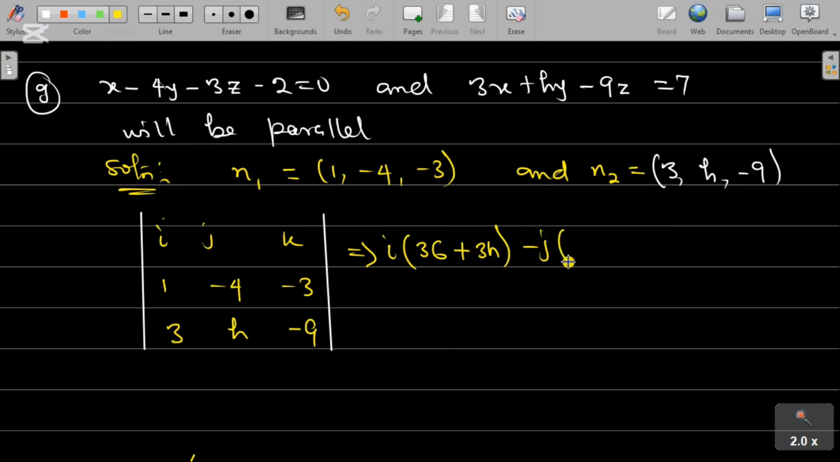Then minus j into the bracket of, okay, so this will be 1 times minus 9, which is minus 9. Then minus 3 times 9 will give you minus 9. And so this will turn to plus, because you have minus minus 9. So the whole of the center will turn to 0, and then plus k into, okay, you cancel here. 1 times h is h, minus, then here is minus 4 times 3, which is minus 12. So you have minus minus, and so here will be plus. And so everything here will be 0.